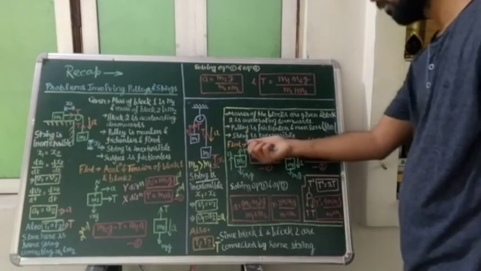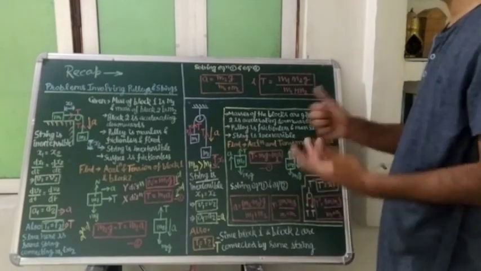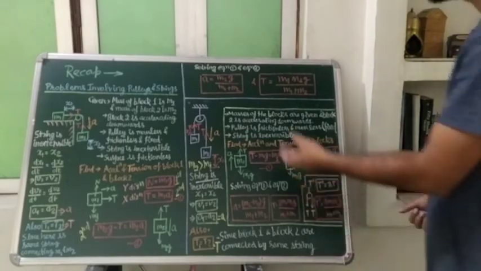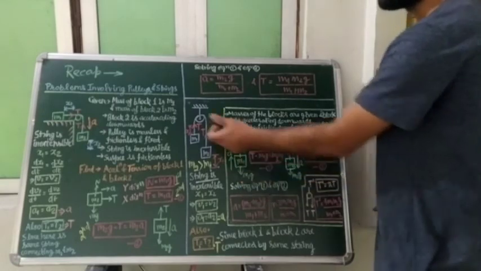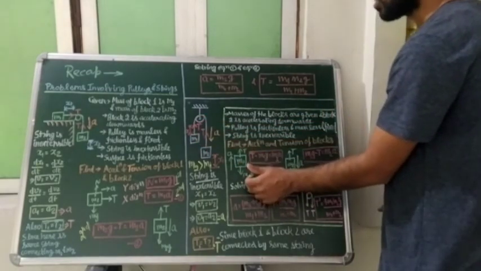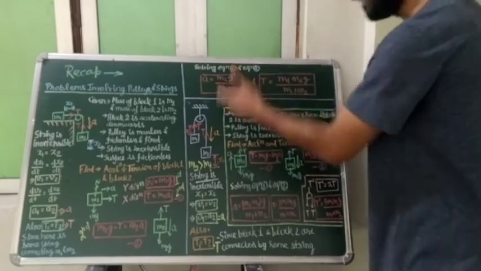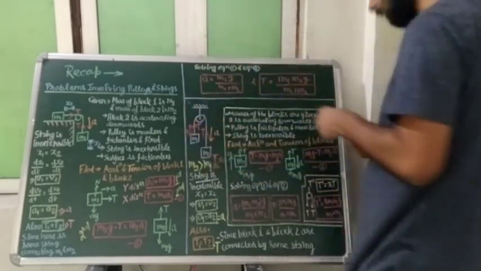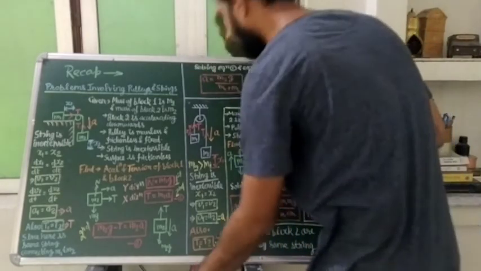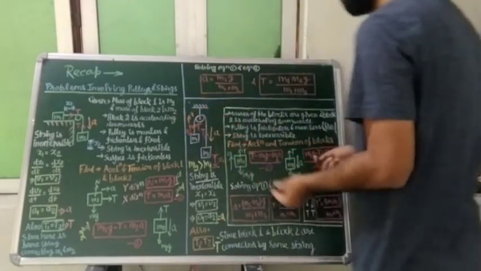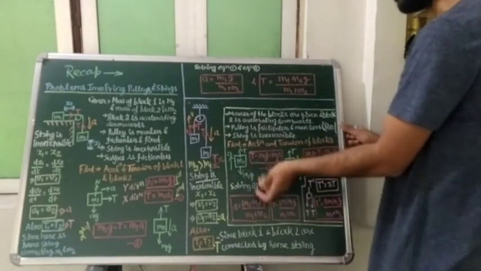The question is to find the acceleration and tension of the blocks. We will draw the free body diagram for mass m1. Weight is acting in the downward direction, and tension will act in the upward direction. When m2 accelerates downward, m1 will accelerate upside. So acceleration will be upside.